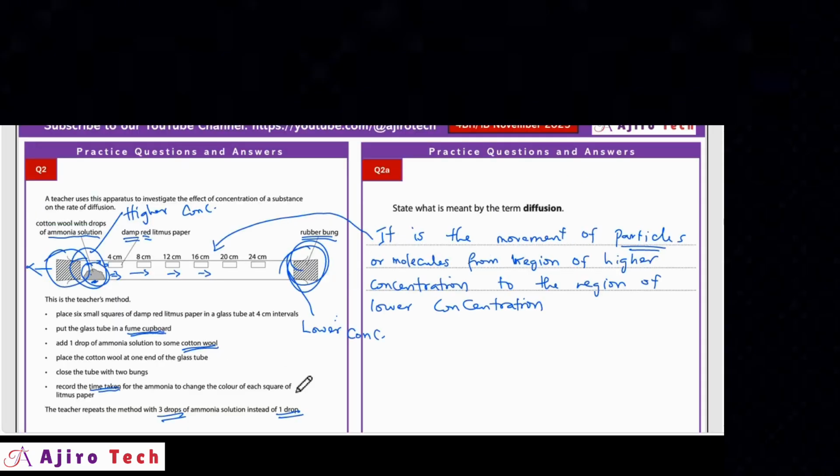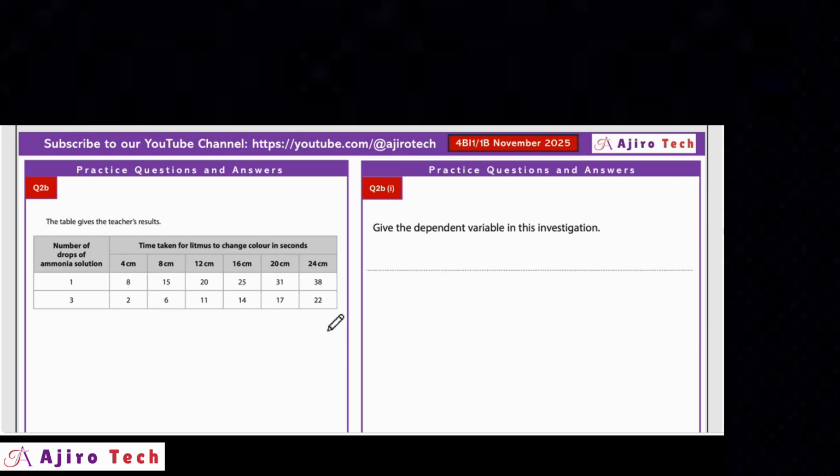So let's move to the next question, 2B. You can as well see the table. This is after the whole investigation. The teacher has represented his results on this table. So this is the results table showing us after the whole investigation.